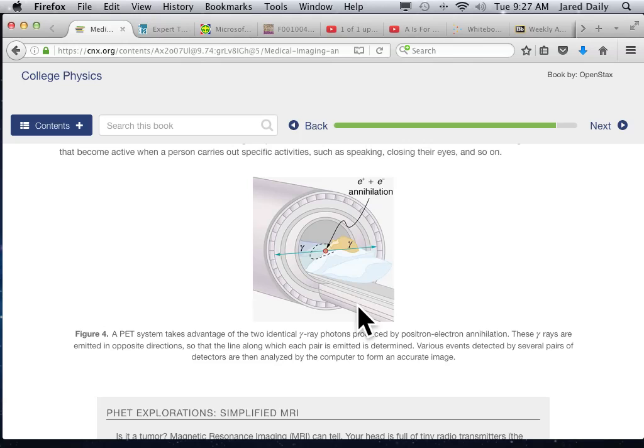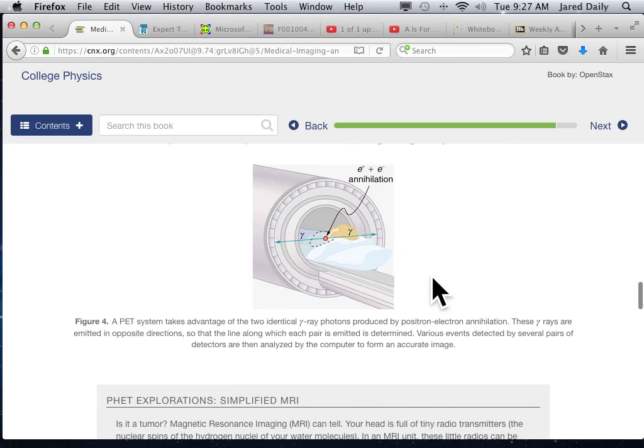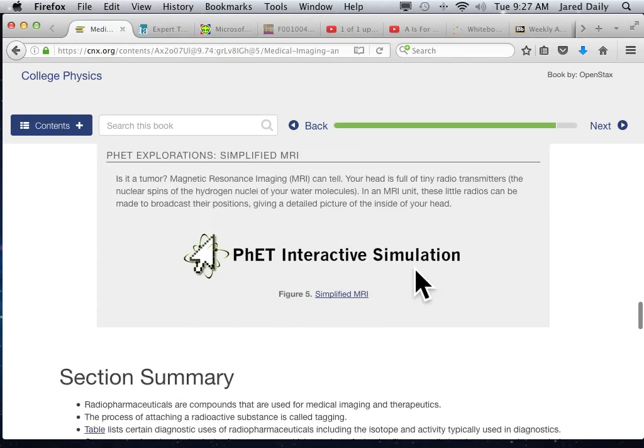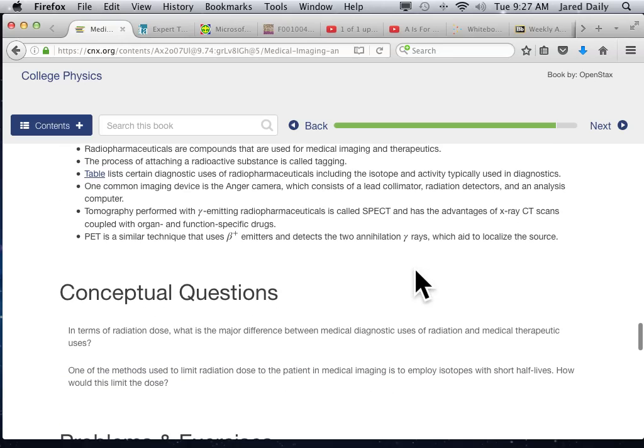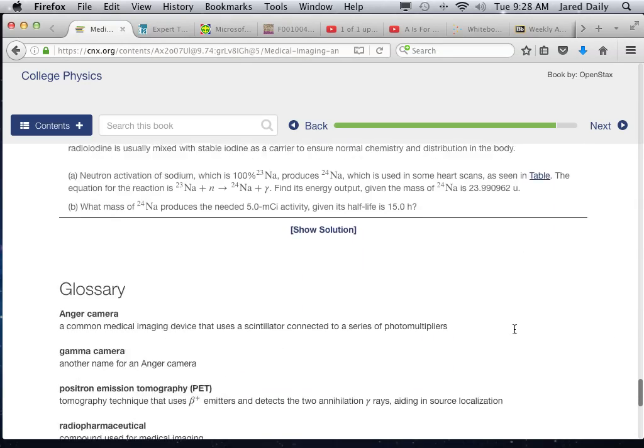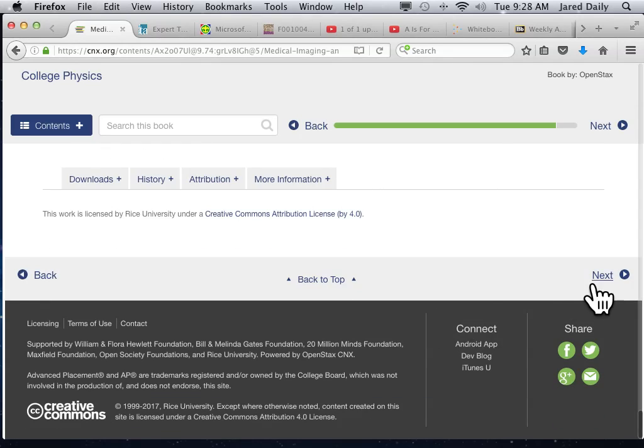So anyway, there are many various ways to use these nuclear science ideas to do imagery in medicine.